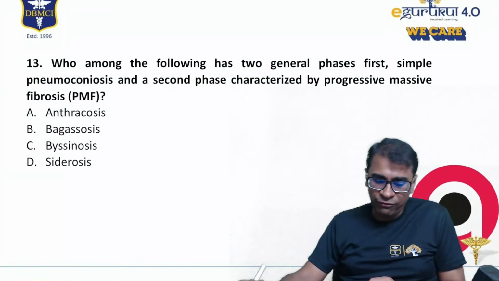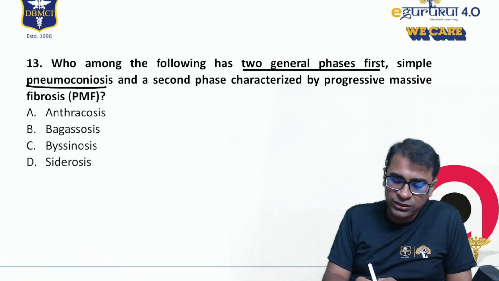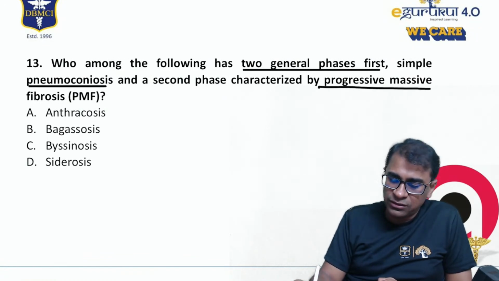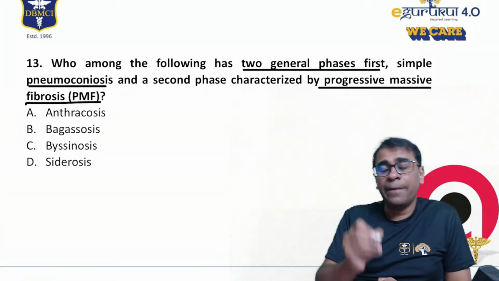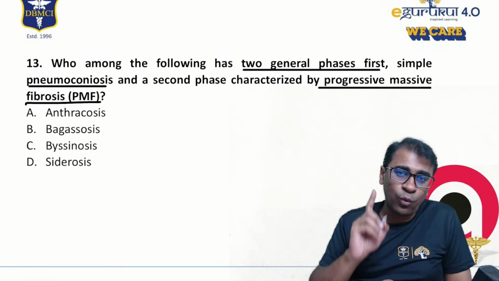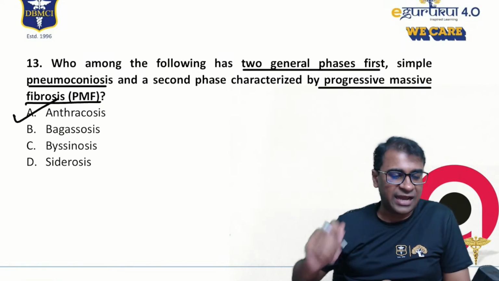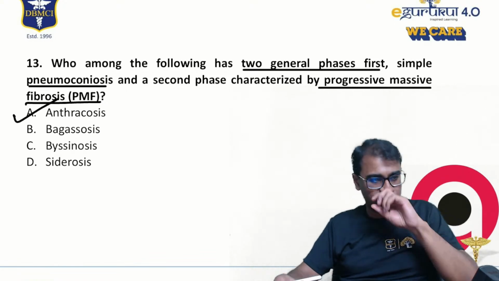Okay. The following has 2 phases: the first is simple pneumoconiosis and the second is progressive massive fibrosis. Remember, PMF is seen in all the 3 pneumoconioses, but it's more severe in, yes, coal worker's pneumoconiosis. What is coal worker's? That's anthracosis. Coal worker's is anthracosis. Okay.